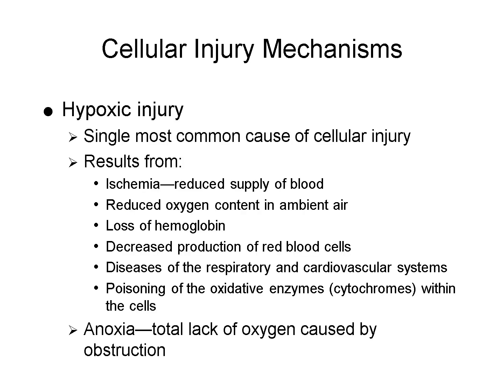Hypoxic injury is the single most common cause of cellular injury. It occurs when cells are deprived of adequate oxygen, disrupting normal cellular metabolism. Hypoxia can result from several factors, including ischemia, which is a reduced blood supply, reduced oxygen content in the air, loss of hemoglobin, or decreased production of red blood cells.